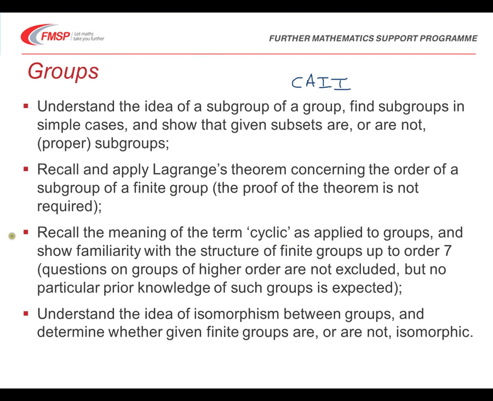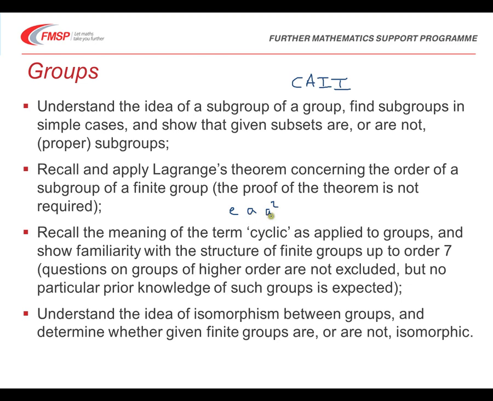You've then got a couple of things, and one of them we'll look at in detail with an exam question, is this idea of a cyclic group, and show familiarity with the structure of finite groups up to order 7. So a cyclic group is whereby multiplying by each object in turn takes you through the possible values in a group. So the group of order 3 is cyclic because it's got 3 elements, E, A and B, which can be written as A squared.